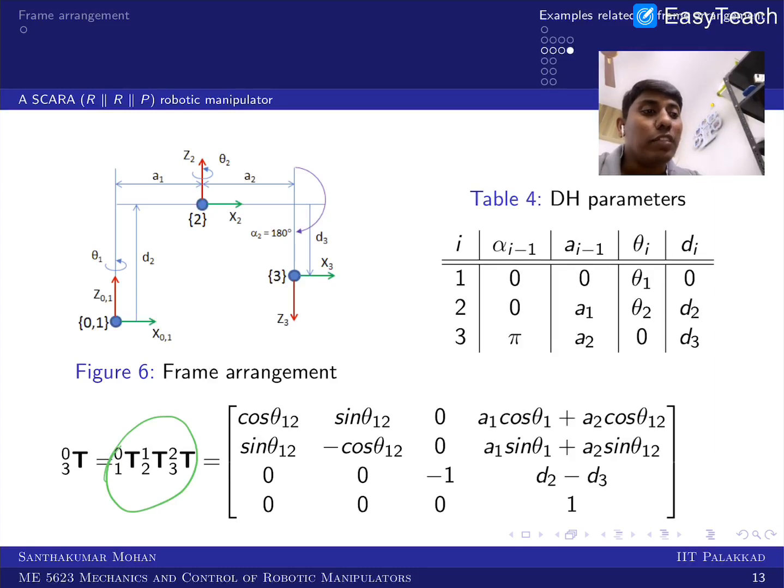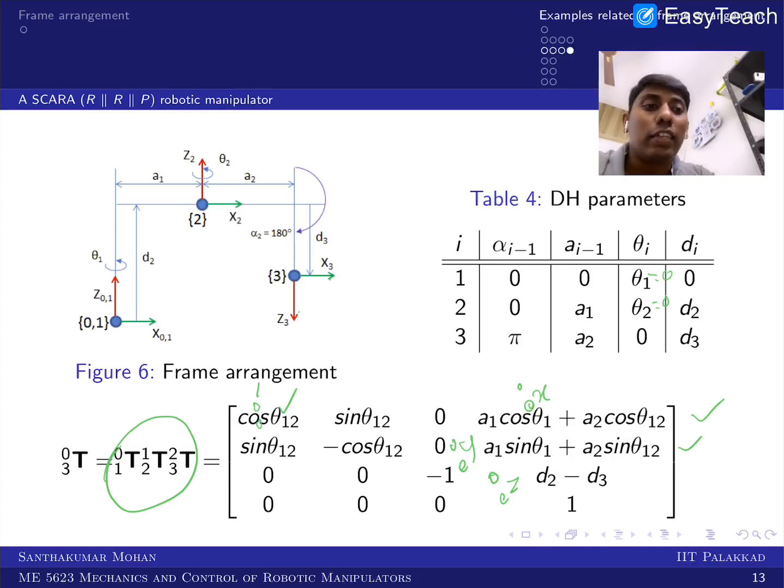You can see this is the equation where this is x, this is y, and this is z of the end effector with respect to 0. In the sense, this is E0, and this is E0, and this is E0. You can cross check once you obtain this kinematic solution. You can see the home position, where theta 1 is 0, theta 2 is 0, and d3 as d3 and d2 as d2. If that is the case, you can see that x3 and x0 are parallel, in the sense it is supposed to be 1 0 0. You can cross check, this is giving 1 0 0 for the home position.